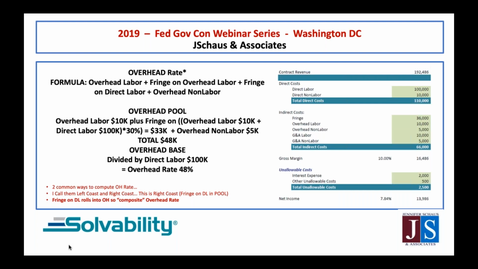So I've got a 48% overhead rate, and in this mathematical calculation, the fringe on direct labor is included in that 48%. So it's almost like 30% of it is fringe and 18% of it is other overhead. Next slide.